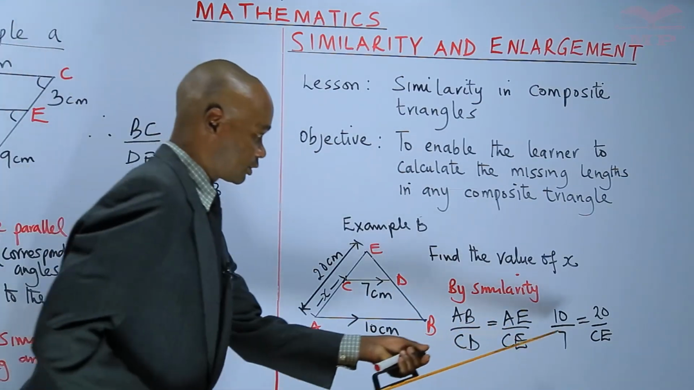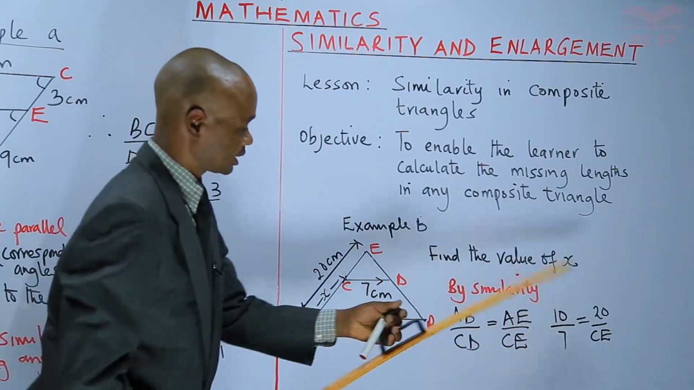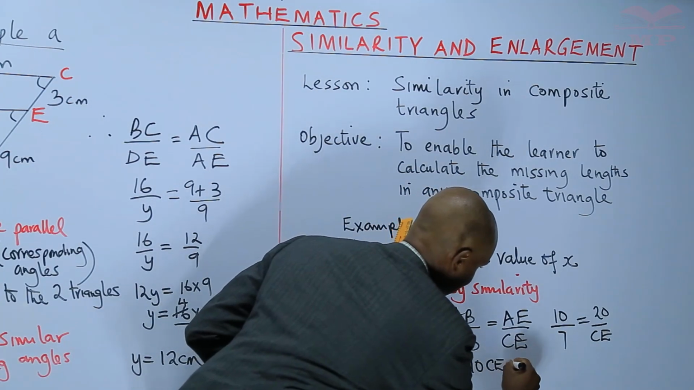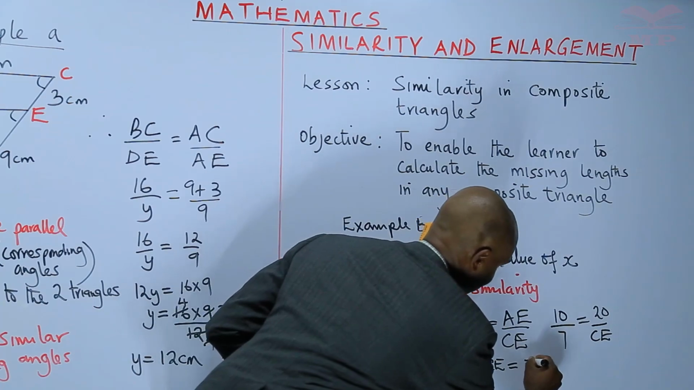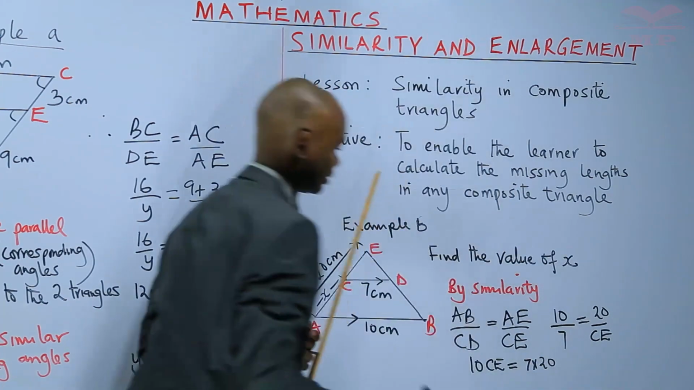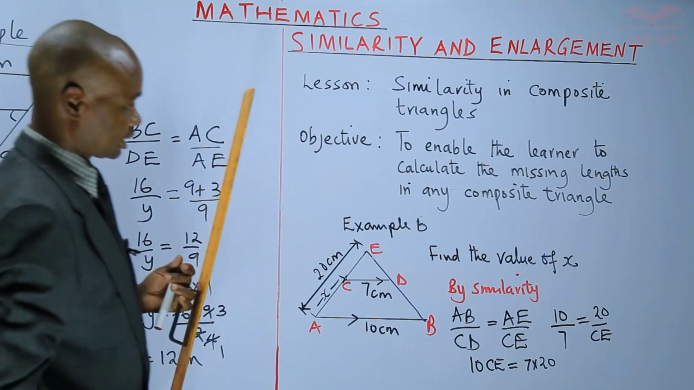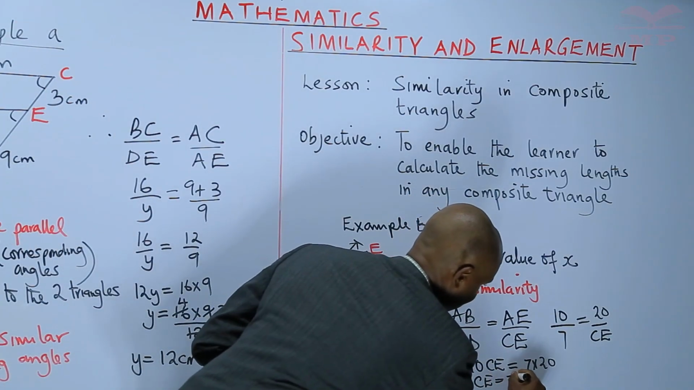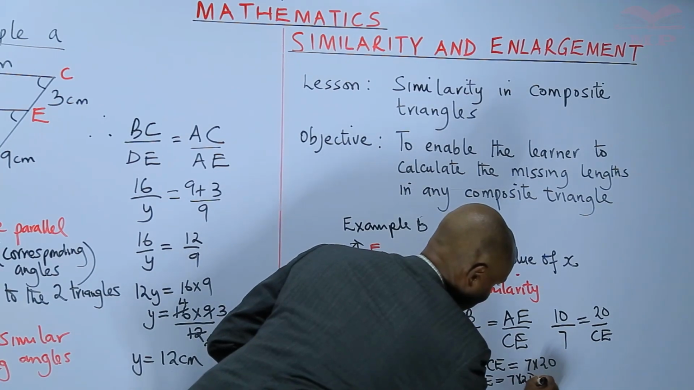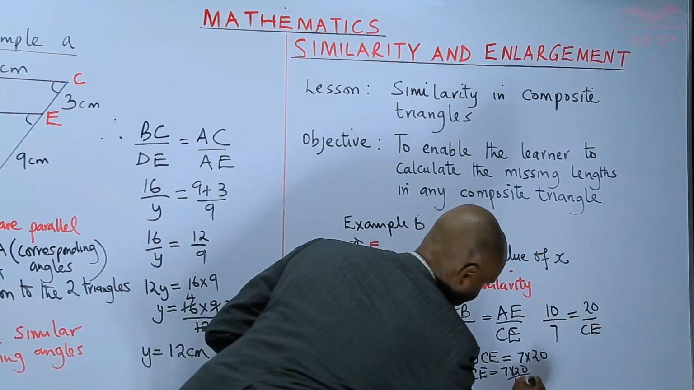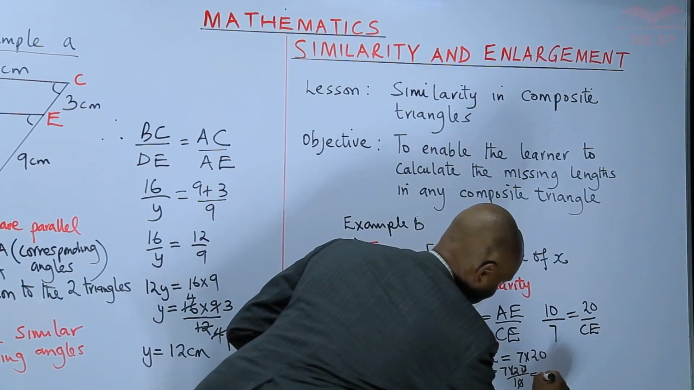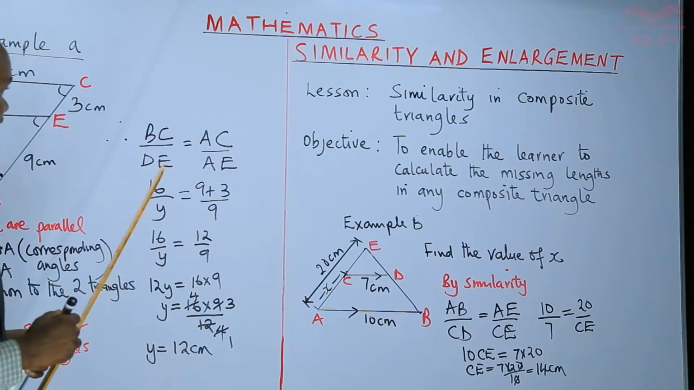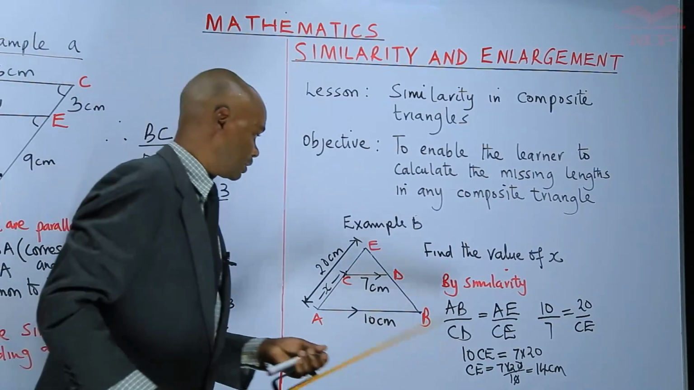So on working that, you cross multiply. 10 times CE is equal to 7 times 20. Therefore, CE, divide 10 on both sides, will be 7 times 20 divided by 10. So CE is 14 centimeters. So CE is 14 centimeters.